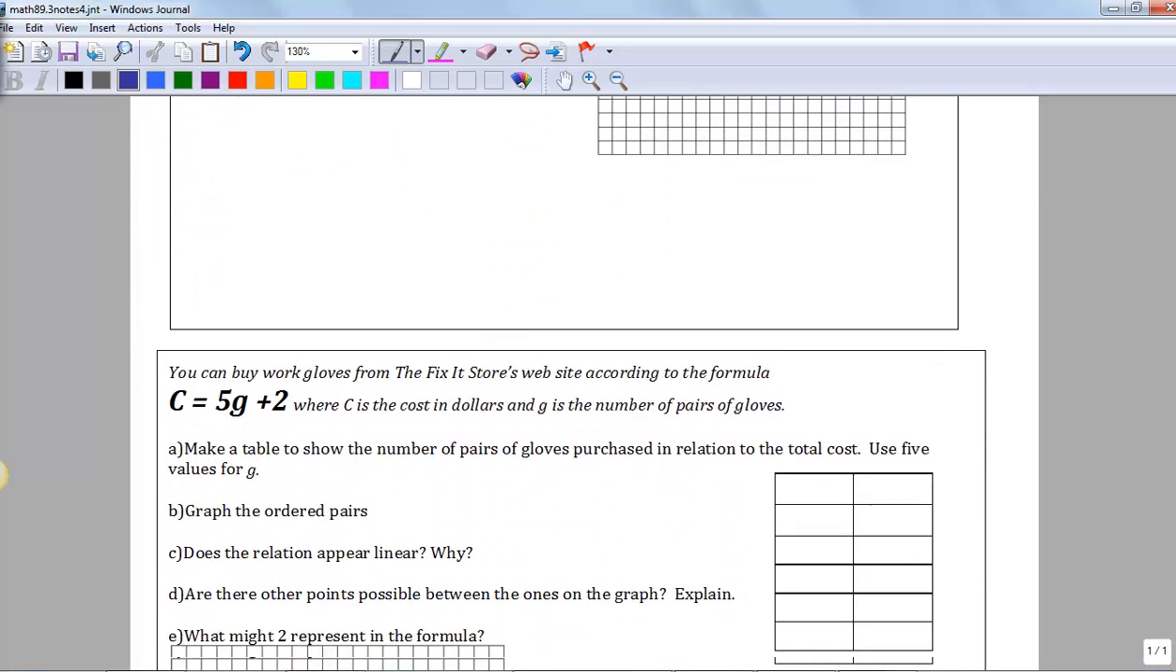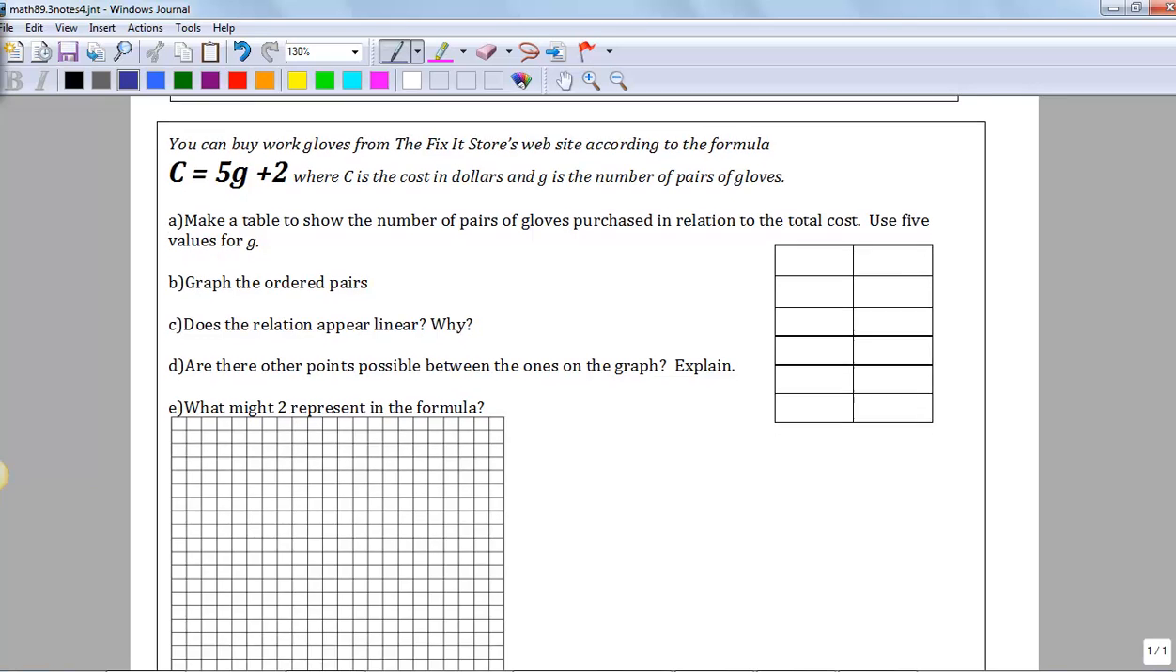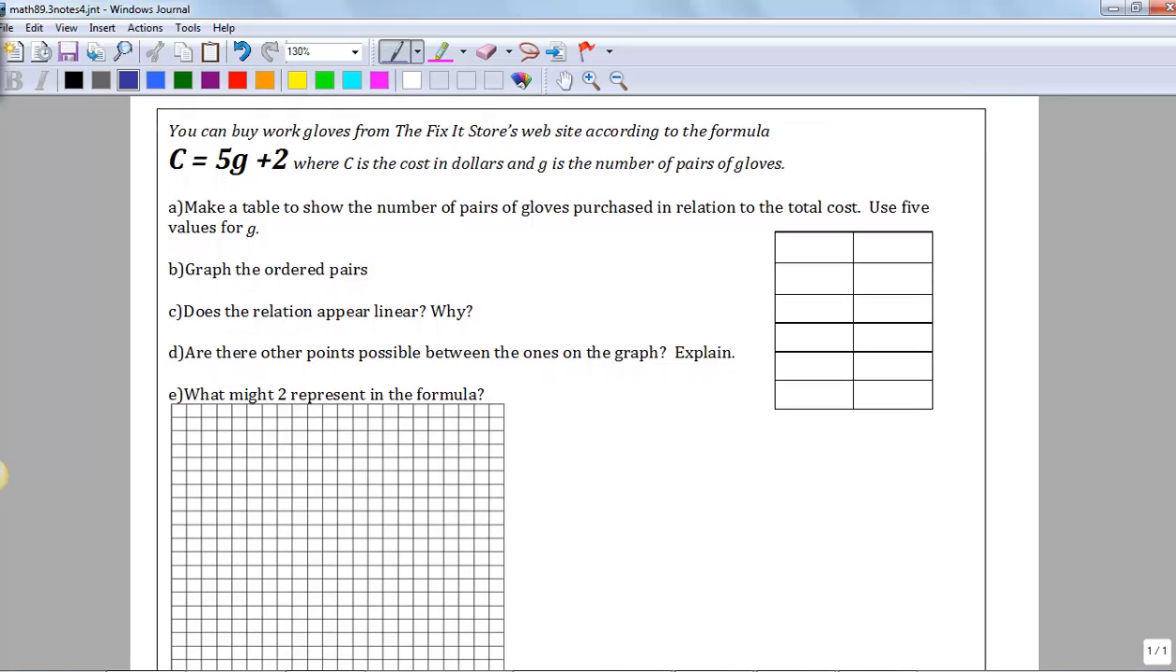Let's go down and look at a word problem, though. Let's do this one together. So it says, you can buy work gloves from the Fix-It Store's website according to the formula C equals 5G plus 2. So we've got a great equation there, 2 variables, 2 unknowns in our equation.